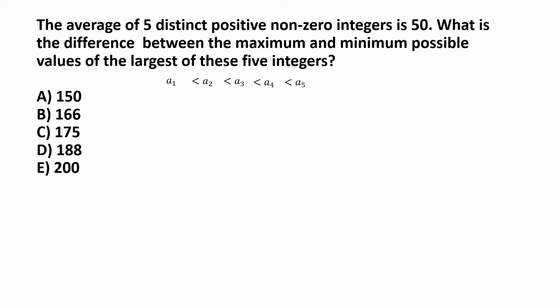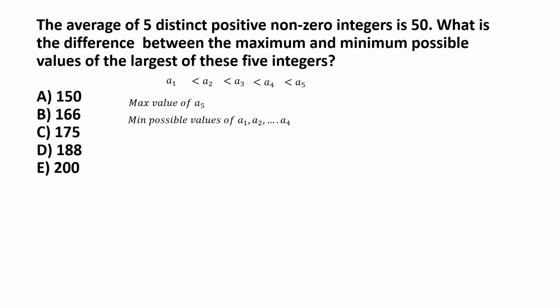So now we have to consider how we can get the maximum value of a5. a5 is already the largest of those 5 numbers, but here we are talking about the maximum possible value. And the only way we can get the maximum possible value of a5 is if we minimize the other 4. So this problem is equivalent to finding the situation when a1 through a4 will take their minimum possible value.